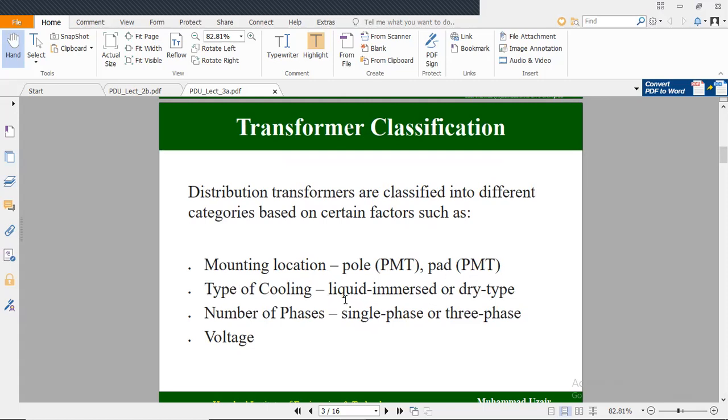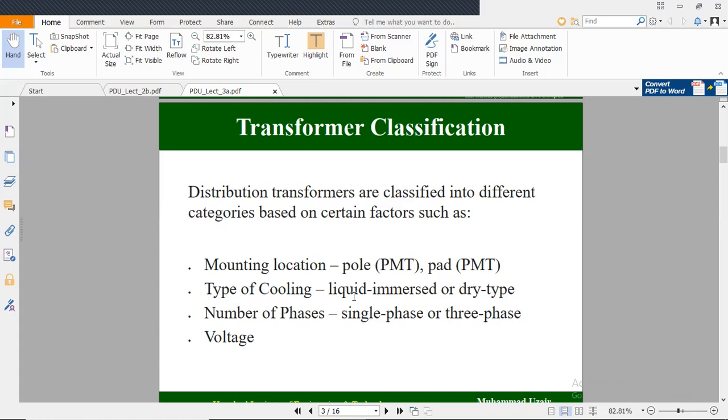Types of cooling: liquid immersed or dry type. The cooling mechanism is classified into four to five types, of which two are defined here. Liquid immersed means the windings are immersed in oil, and circulation of the oil cools down the winding. So this is one way to cool down a transformer.